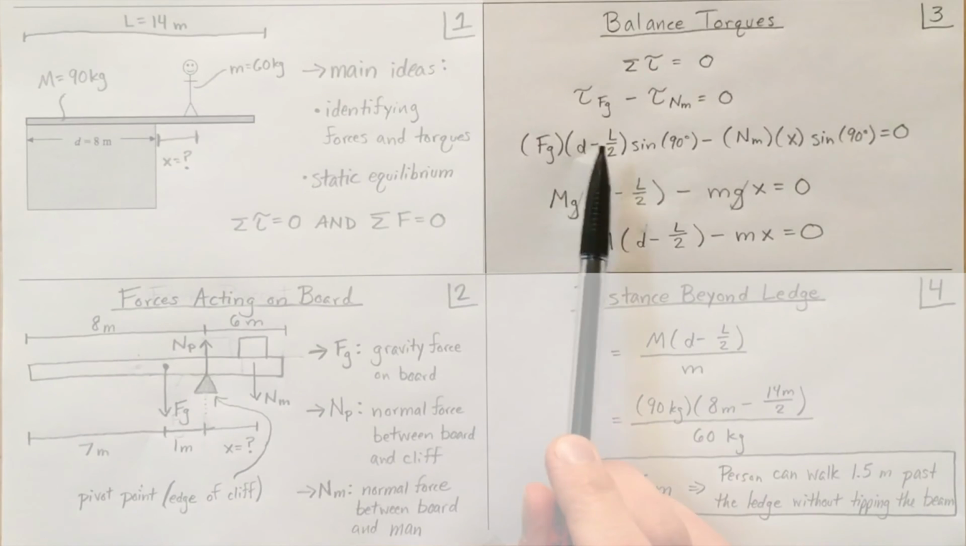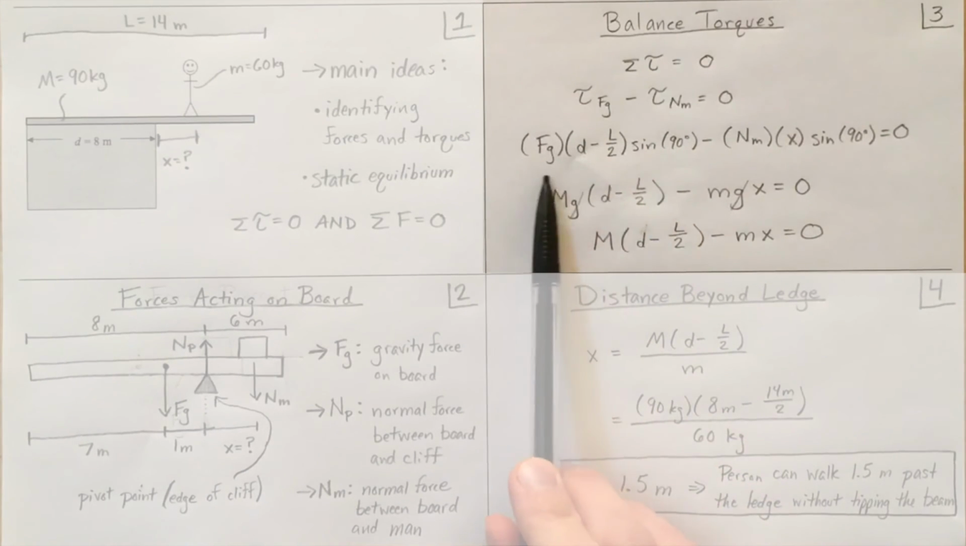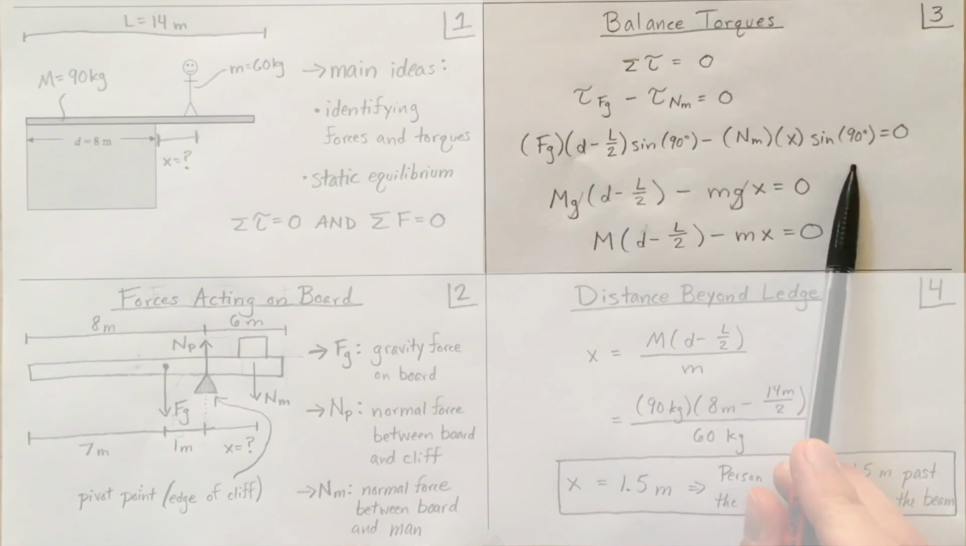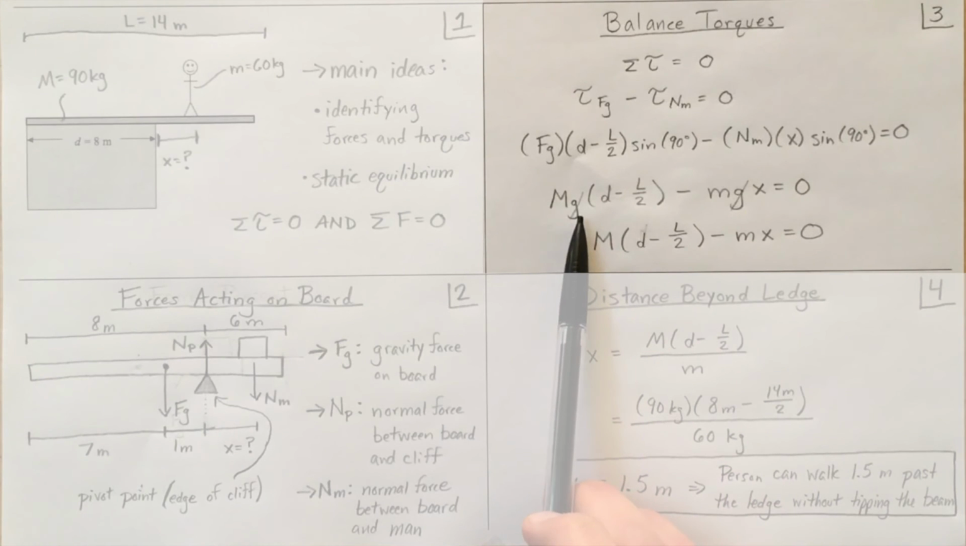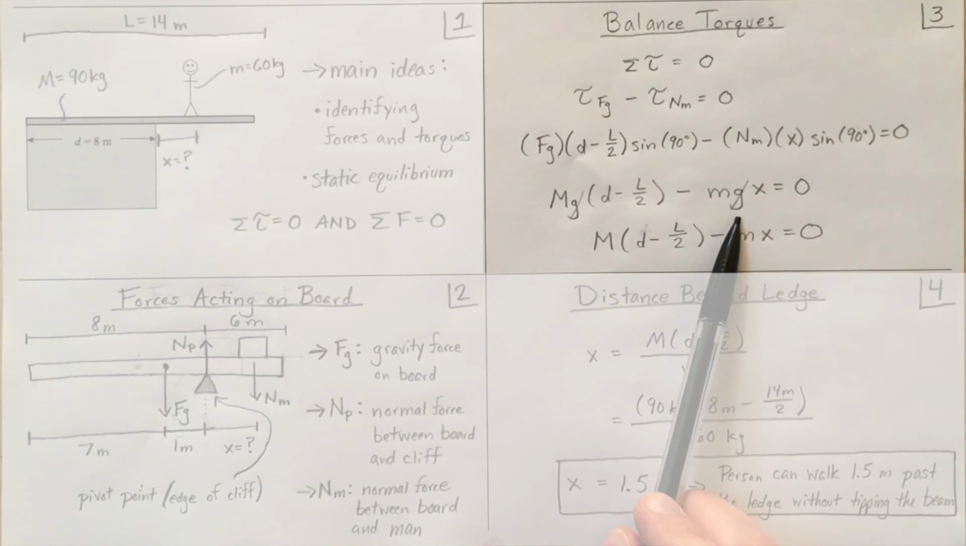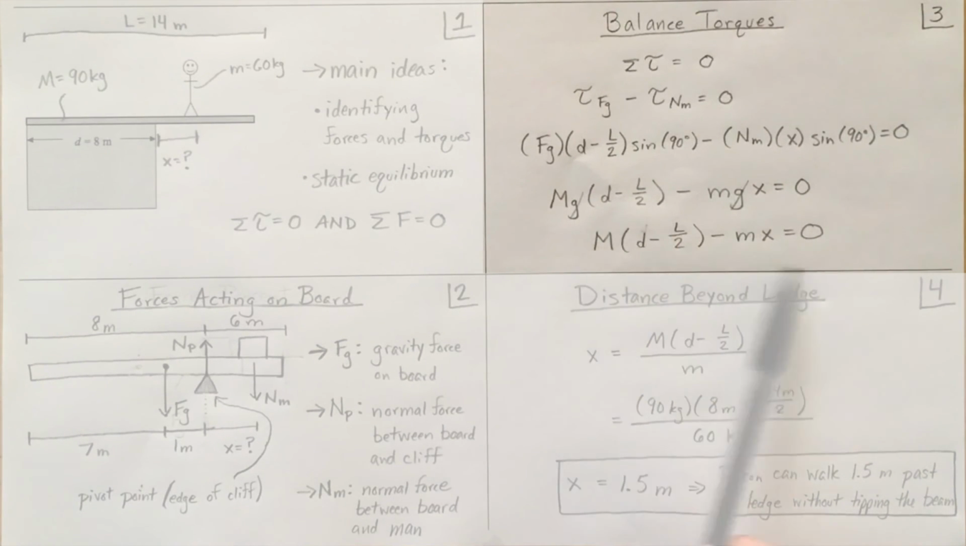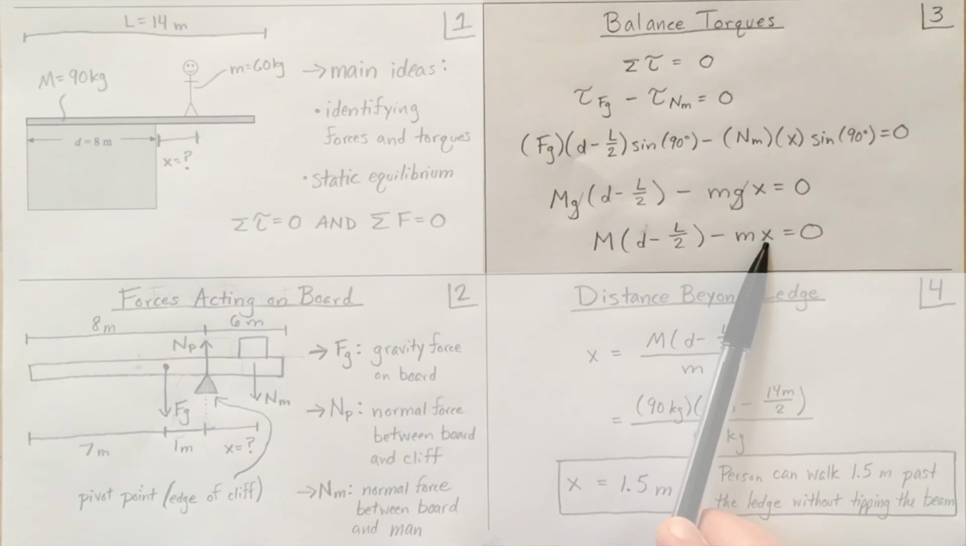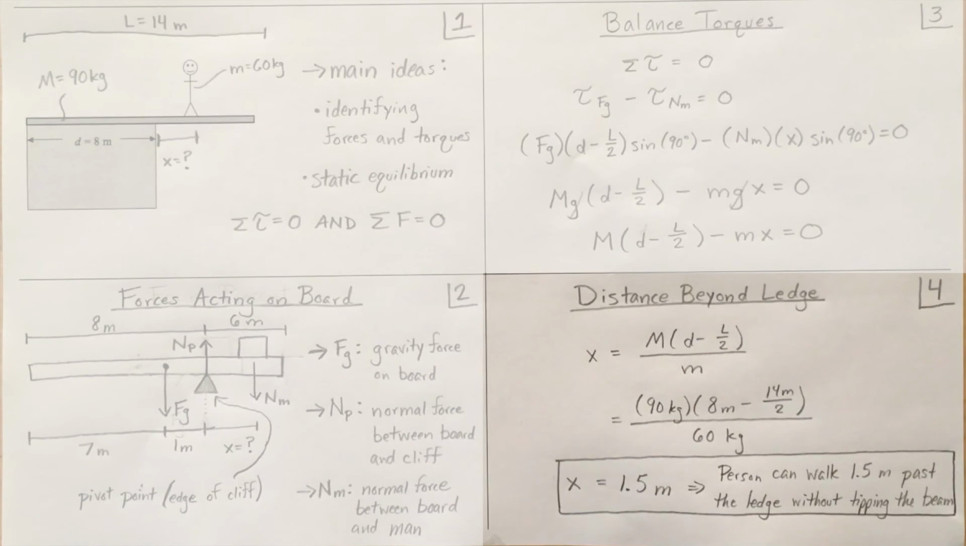We then write out an expression for these torques using the definition of the cross product, and we find that the gravity acceleration cancels, and we arrive at this expression here, which involves the unknown distance that we want to solve for. We solve that equation for x, the distance past the cliff, plug in the numbers that are given in the problem statement, and find that the person can walk 1.5 meters past the ledge without tipping the beam.